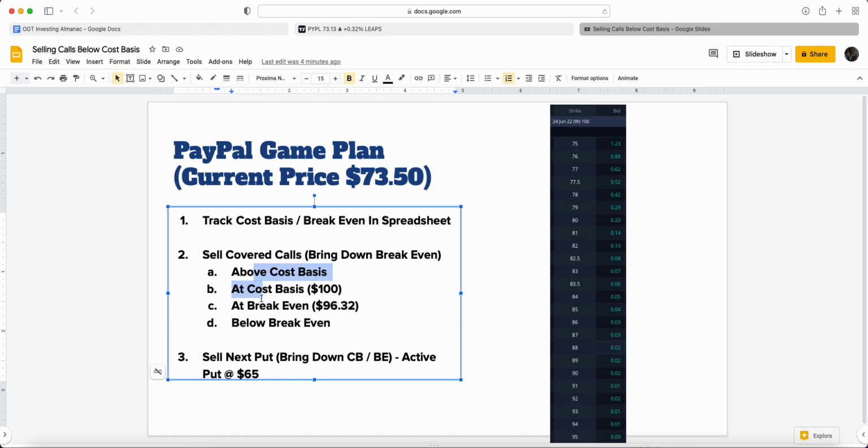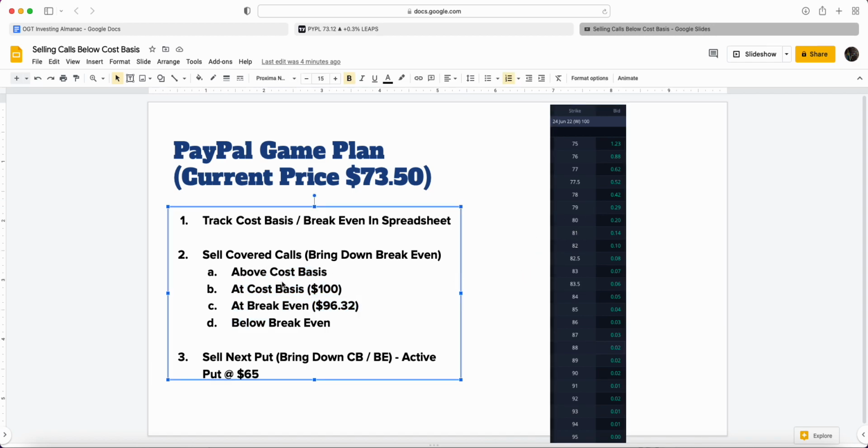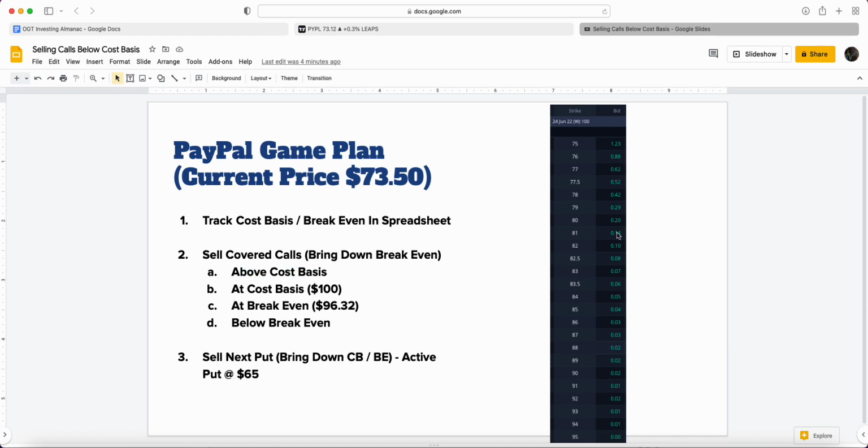And this is the order in which I look at the option chain, which I've got PayPal's over here for reference. Ideally, the best scenario is to sell covered calls above your cost basis, so above $100. For this example, I've done the expiration for this Friday. I'm shooting this video on a Tuesday, so there's only 3 days left till the market closes, so the premiums aren't going to be that great.